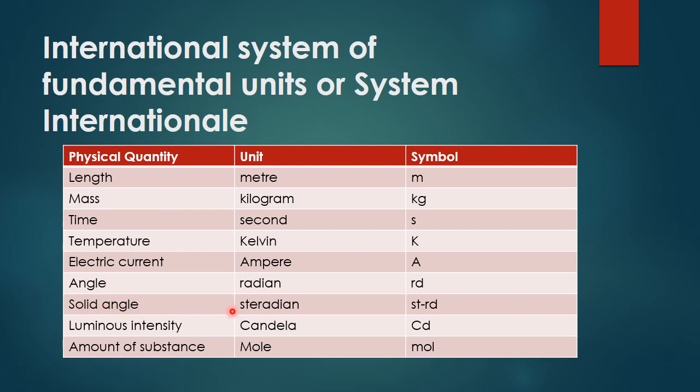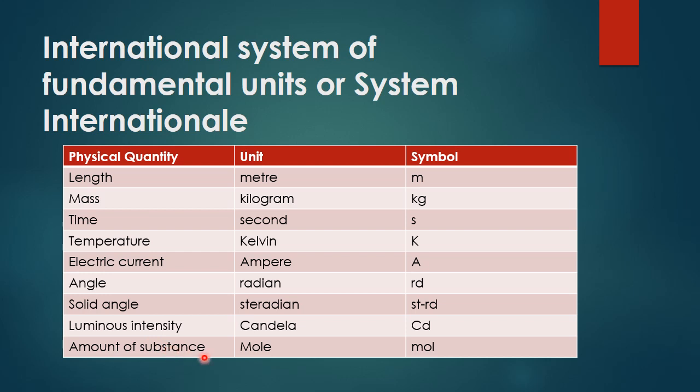And just remember, the SI unit for solid angle is steradian. Solid angle is a 3-dimensional concept. I will explain with diagrams, don't worry. And just remember the symbols. Luminous intensity, this is a term related to light, you will learn in your higher classes. The SI unit is candela and it is abbreviated as cd, capital C, small d.